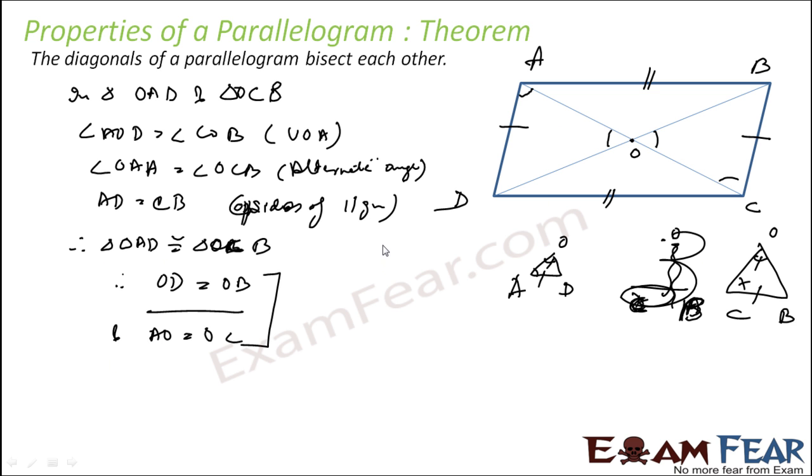So in this only you can prove that this side is equal to this side and this side is equal to this side. That means the point O bisects the diagonal. The diagonals are AC and BD. So both the diagonals are bisected by point O.